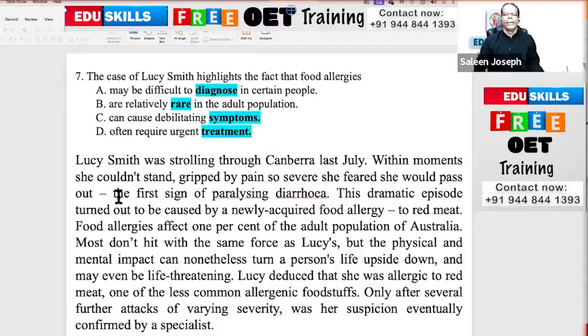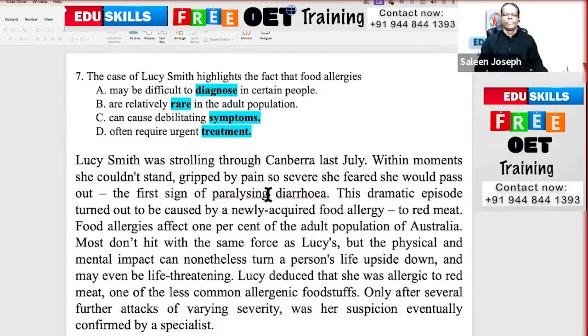Okay, now we have this one. One is diagnosis, one is prevalence. What is the prevalence? Are they all suffering? How many of them are suffering? How many percent will you find? Is it very rare in the adult population all over the world? And the symptoms: does it speak about symptoms or treatment? Does it speak anything about diagnosis?